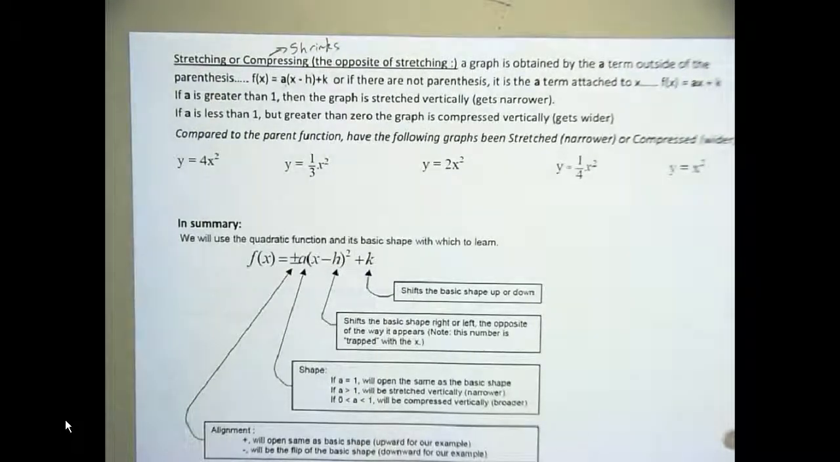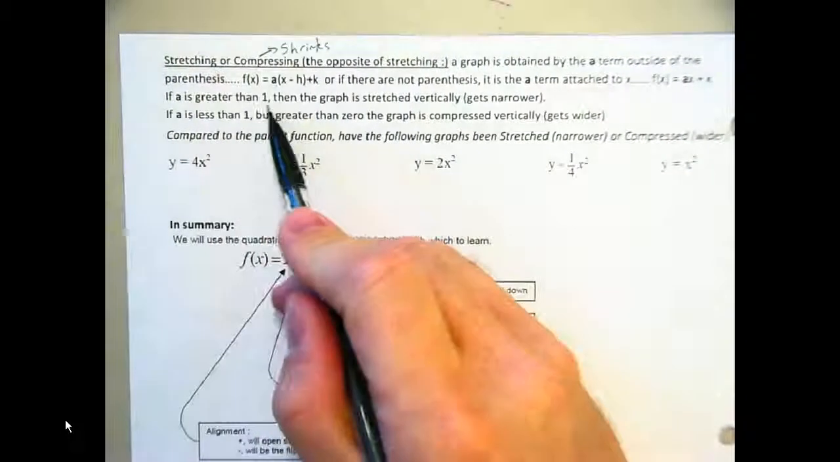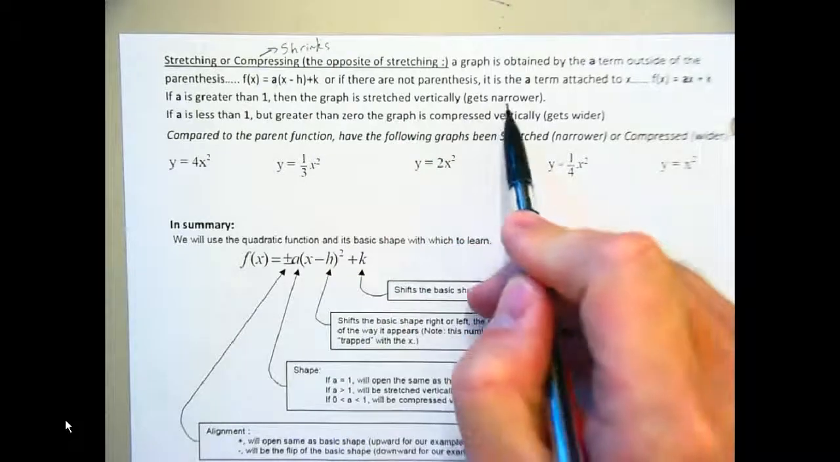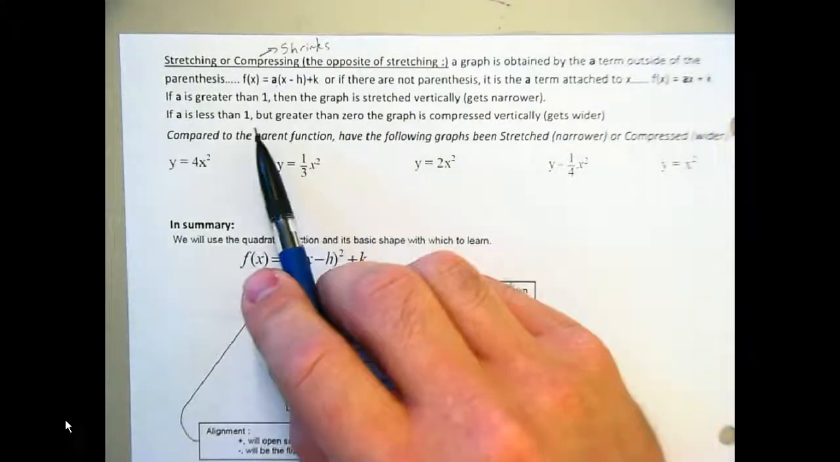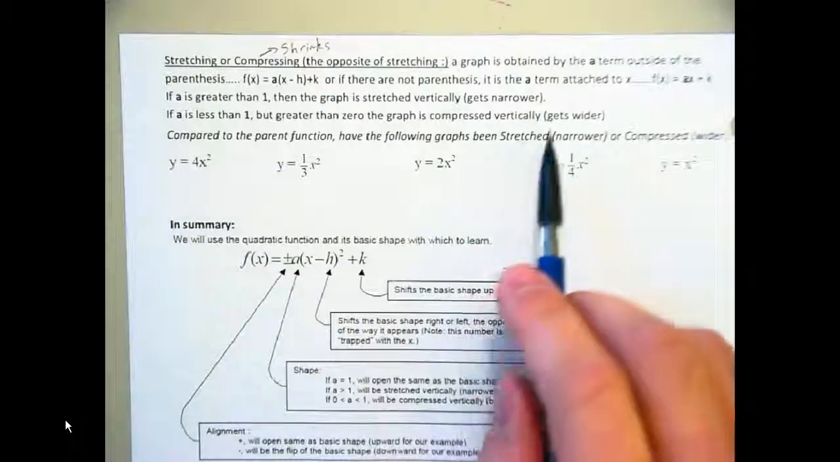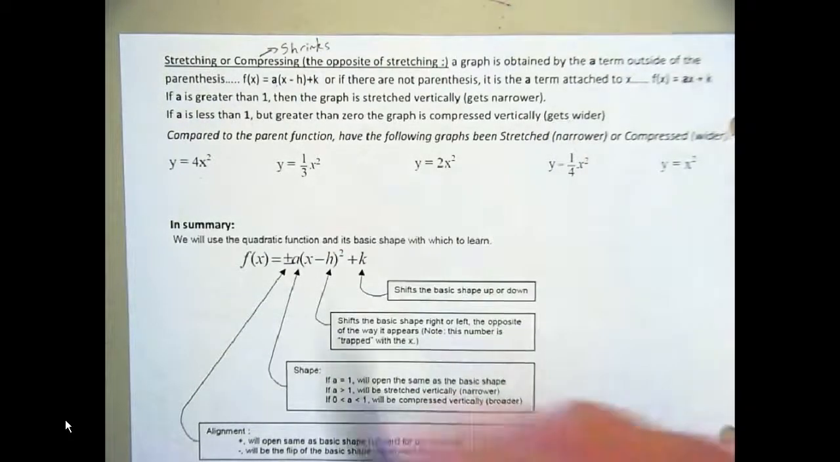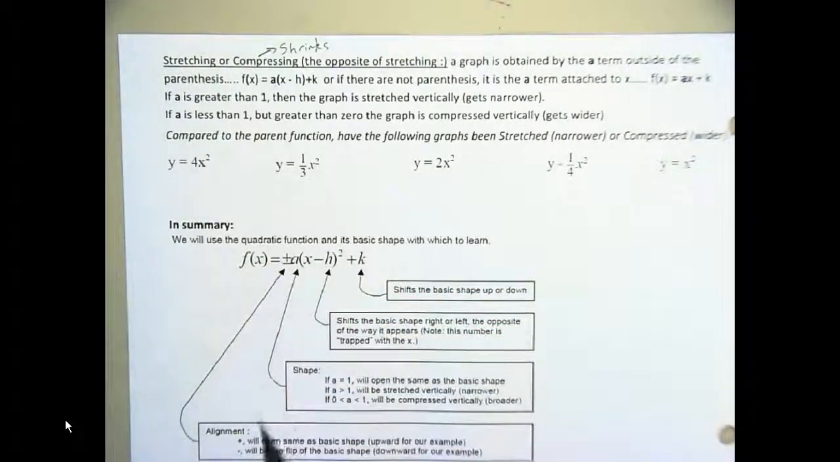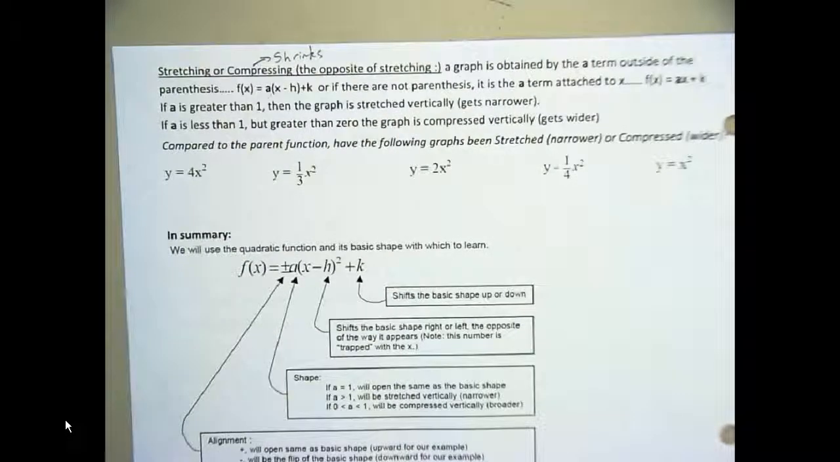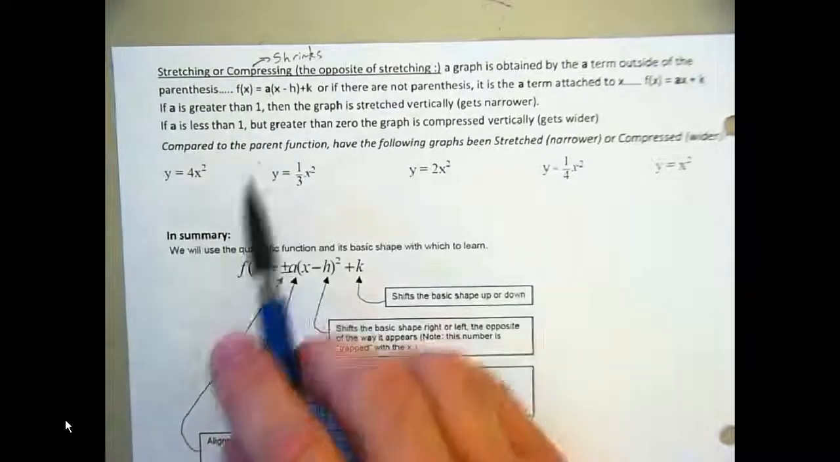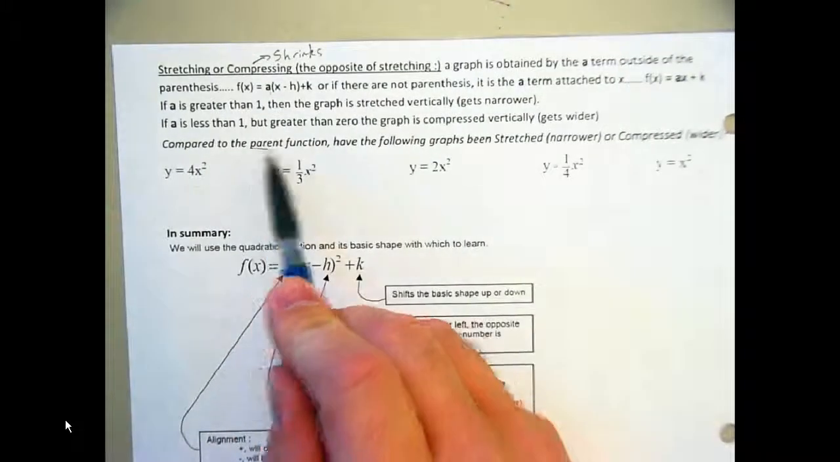It's vertical because it's on the outside. If A is greater than 1, then the graph is stretched. It gets narrower. And if A is less than 1, it's compressed, meaning it gets wider. So if you think back to our homework when we talked about absolute value, the one that flattened out was 1/3, versus the one that was a lot thinner, that had a term of 3, compared to the parent function. Now that's a new term for most of us.